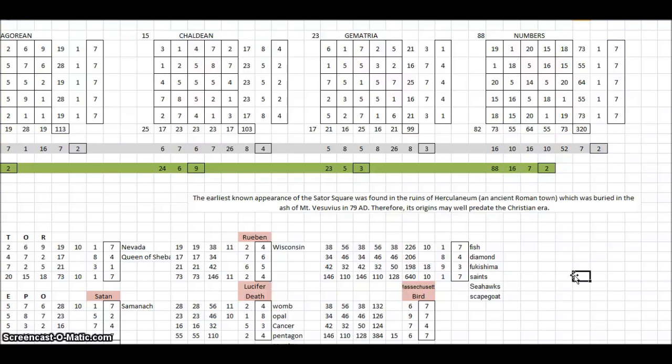All I know is that the first Sator Square supposedly, or the oldest Sator Square supposedly found, was when Pompeii blew in 79 AD. So that means that thing's way older than Christianity. Christianity wasn't even in Rome at the time, but the Chaldeans were, and so was Pythagoras. So let's go with this. What do I know about Chaldean?